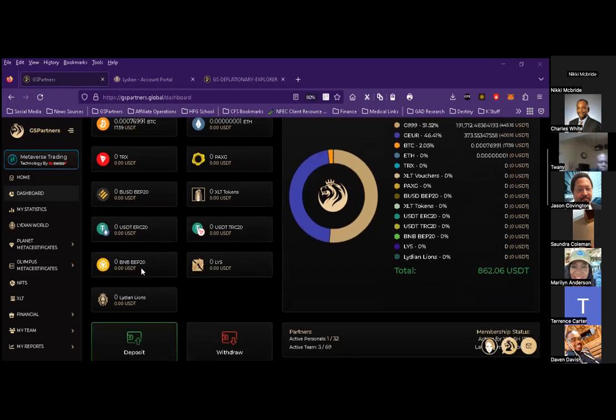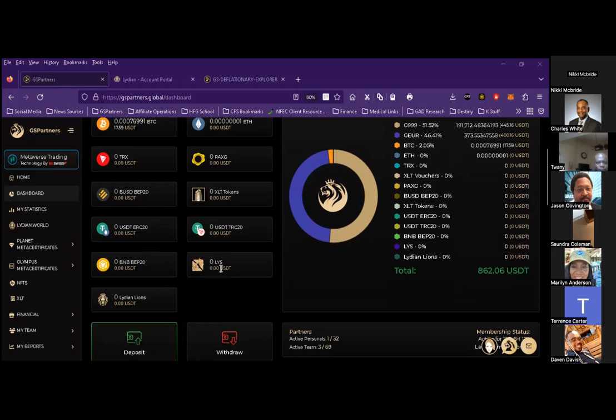Next is BNB. This is Binance's native coin. So if you are familiar with Binance, or if you're outside of Texas where you can actually access Binance.us, this is a coin that you'll see all the time on that exchange. It's the basis for many other Binance-based coins, including BUSD.